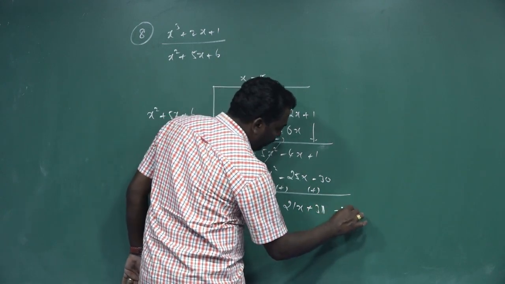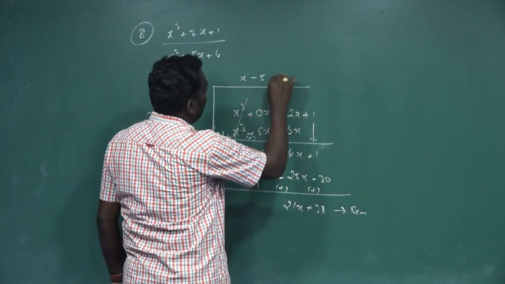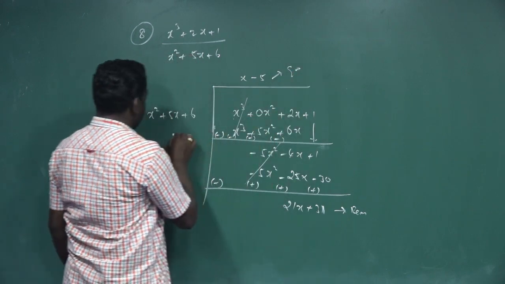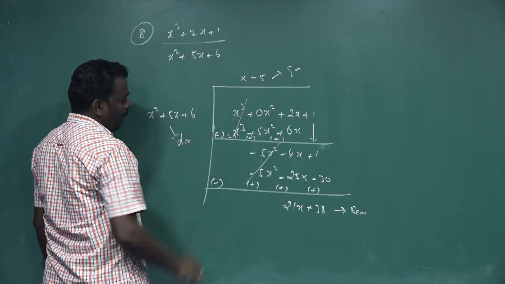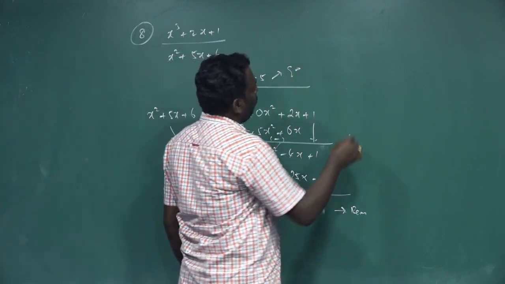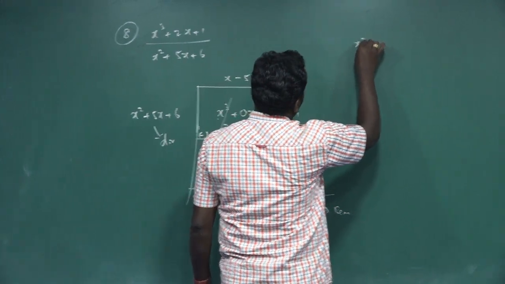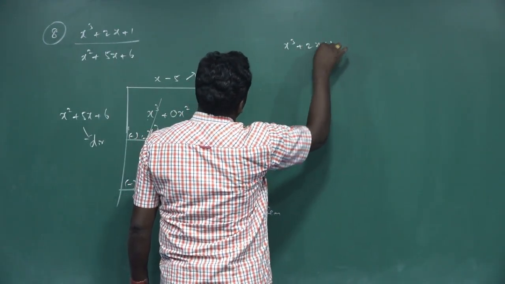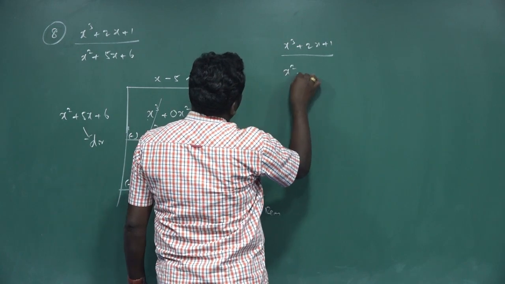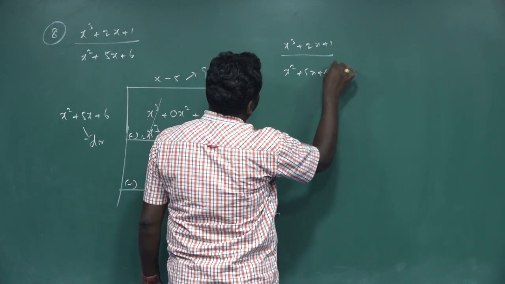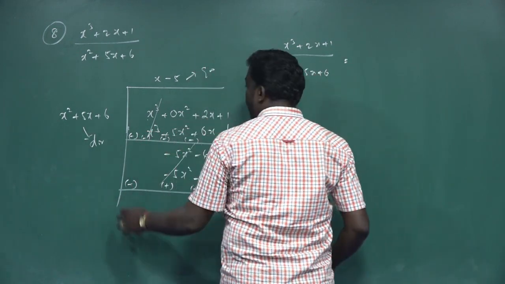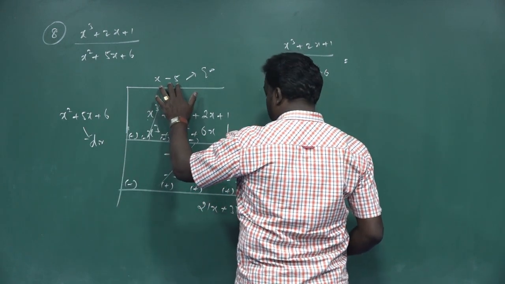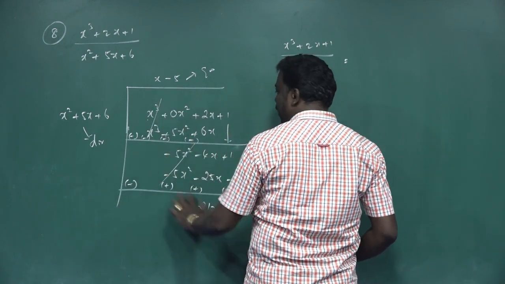It is defined by what? It is the remainder. This one is defined as the quotient, and this one is defined as the divisor. Now, applying the division algorithm, the given expression (x^3 + 2x + 1) / (x^2 + 5x + 6) we can rewrite as quotient plus remainder by divisor.